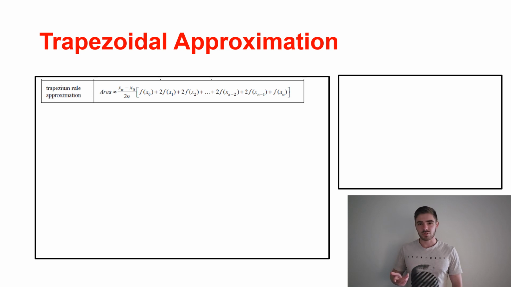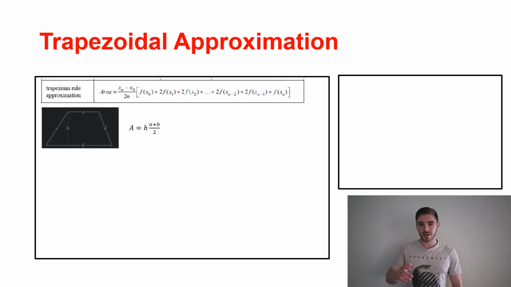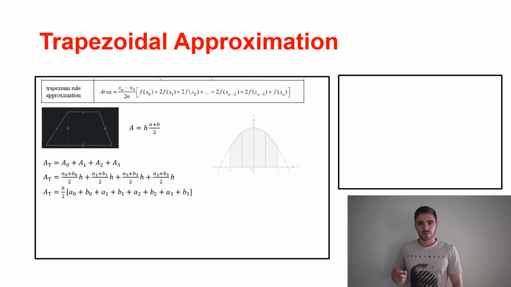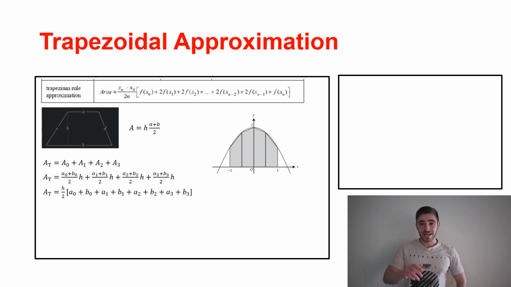The area of a trapezoid is given by h multiplied by a plus b all divided by 2, where a and b are the different lengths of the trapezoid. If we are interested in adding 4 trapezoids together, then the equation would look like this. We can then take out the common factor of h as well as that divide by 2. Here's an interesting point. Notice how each trapezoid shares a point with the previous trapezoid? This means that all of the b terms are actually a terms of the next trapezoid in line.